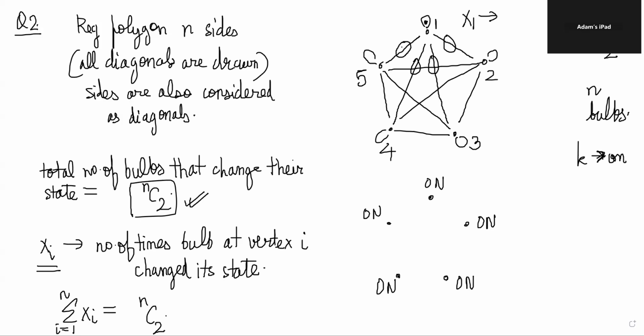Now let's think about it. For a bulb to end in the on state, if it started from on, then it has to be flipped how many times? An even number of times. And if it started from off, then it has to be flipped an odd number of times, right? Okay, I'll write that in the next screen.